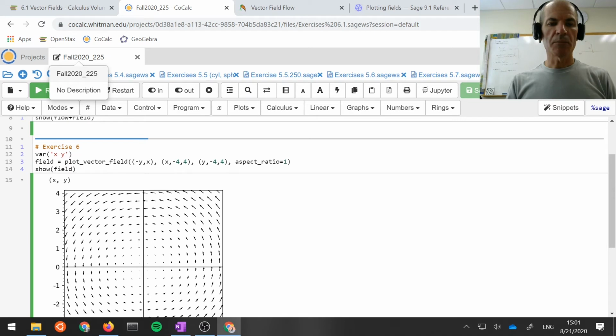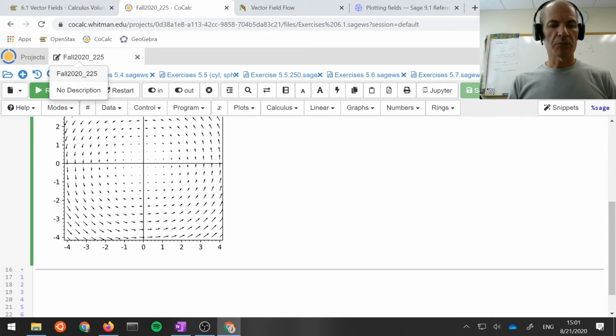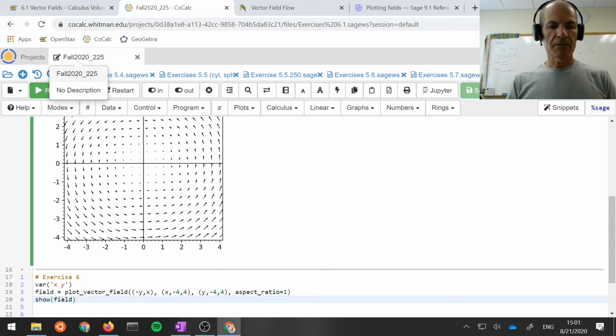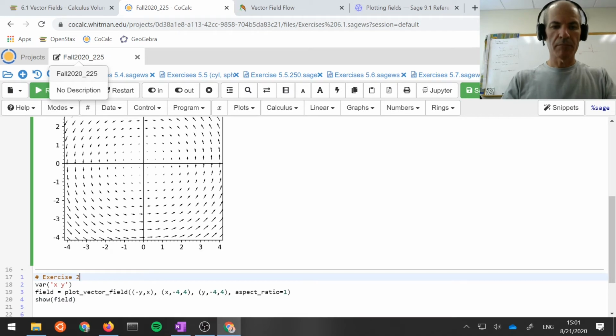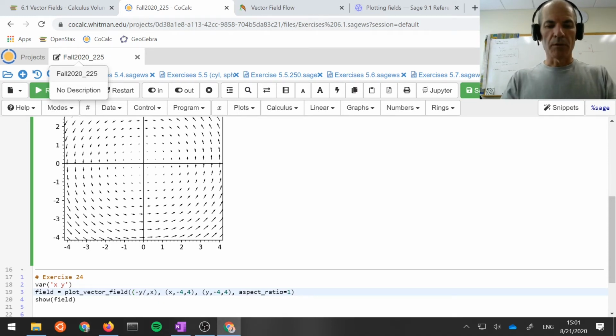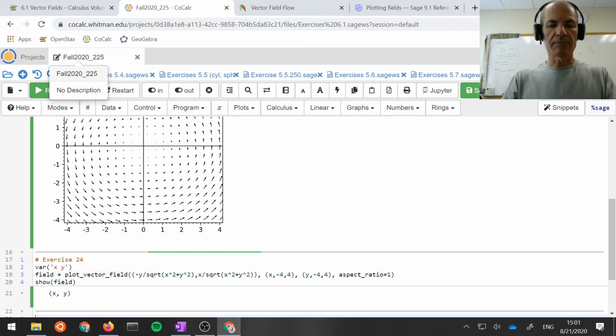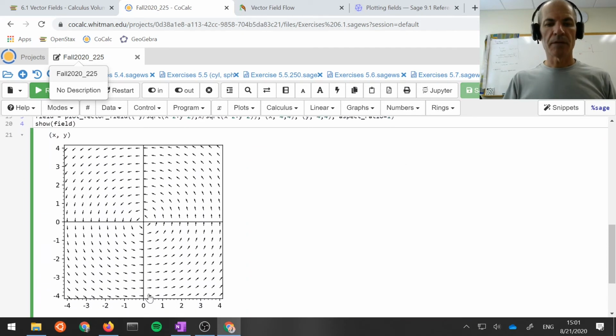So let's tweak this a little bit. I'll keep this here because I might post this, and we'll just make a copy. And this is exercise 24. Okay, this vector field is normalized. Divide by the square root of x squared plus y squared, like that. And then this also dividing by the square root of x squared plus y squared. Might as well just keep this range and we'll just see what it looks like. All right, there we go.